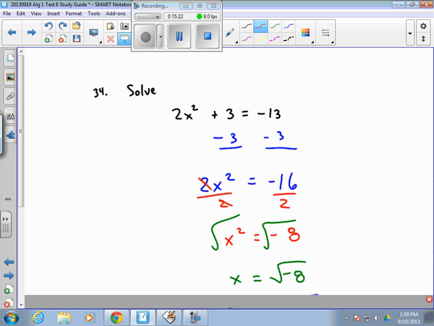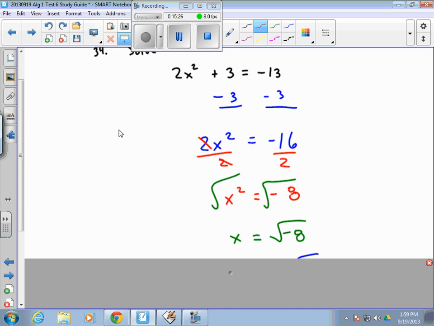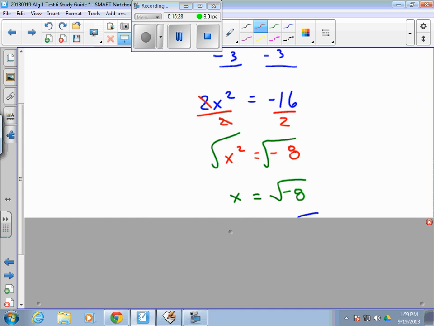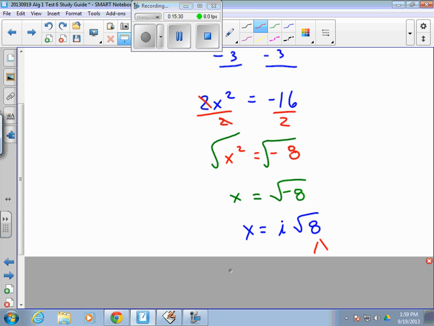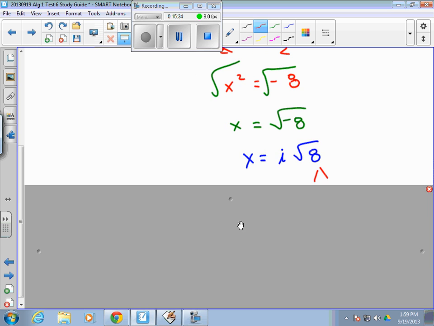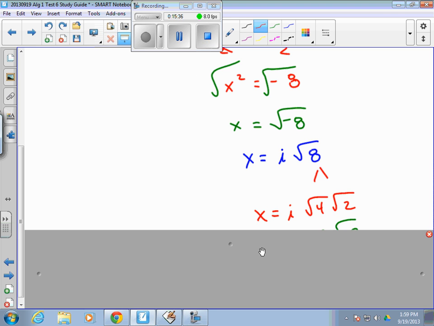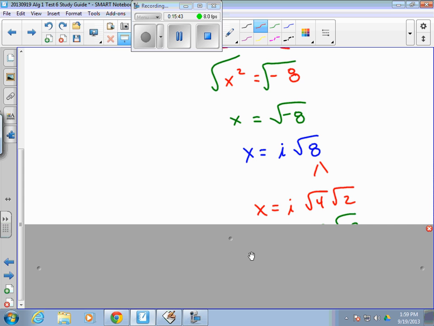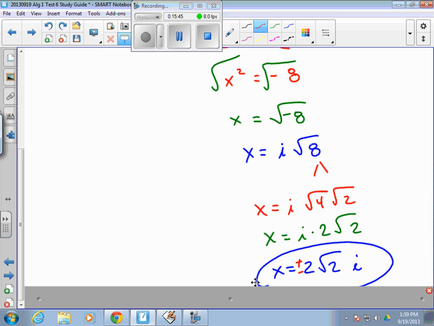So you have x equals the square root of negative 8. Remember, there are no real numbers that are the square root of negative 8. So we have to get rid of that negative by pulling i out. So imaginary number times the square root of 8, and then you can break up the square root of 8 into the perfect square root of 4 times 2, square root of 2, and the perfect square root of 4 is the number 2. So i times 2 times the square root of 2, and written in standard form, positive or negative 2 times the square root of 2 times i.